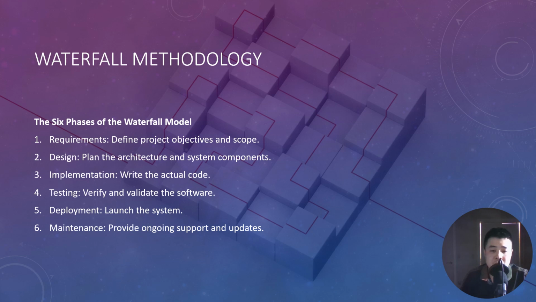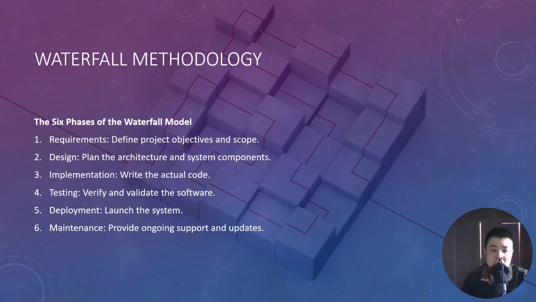In the design phase, the architecture and system components are planned in great detail, specifying how the software will function. Implementation is the phase where the actual coding takes place. The developer writes the code based on the design specification. Once the code is complete, the software enters the testing phase. Here it undergoes verification and validation to ensure it meets the specified requirements and functions correctly.